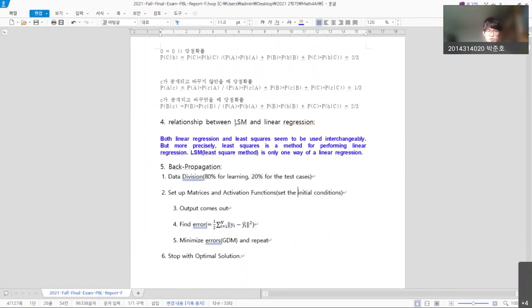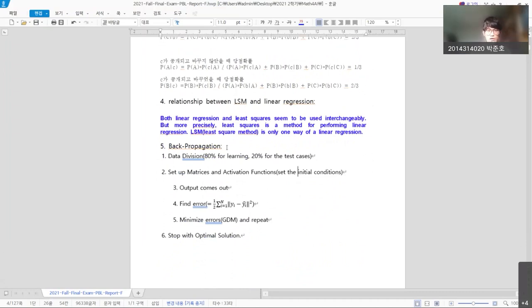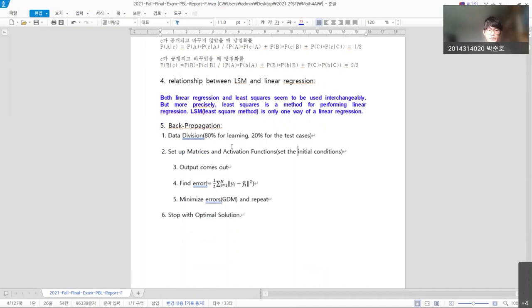그리고 이 최소 자승법과 선형 회귀의 관계가 사실 그냥 어렴풋이 비슷한 느낌으로만 알고 있었는데, 마지막에 교수님께서 다 정리를 해주셔서 조금 더 정확하게 이해를 했던 것 같습니다. 이게 부분 집합의 관계가 어느 정도 성립하는 것 같았고요.